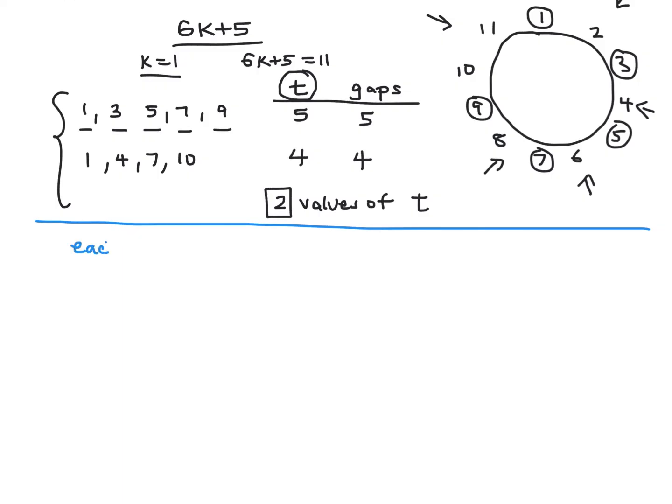Okay, so each gap, if you look back at the diagram, has 1 or 2 empty chairs, right? Because, for example, look at this gap right here. It has 1 empty chair, and that empty chair was 8. But this gap over here has 2 empty chairs, and that was 11 and 10. So I think that's valid. So that means that you have either t or 2t empty chairs.